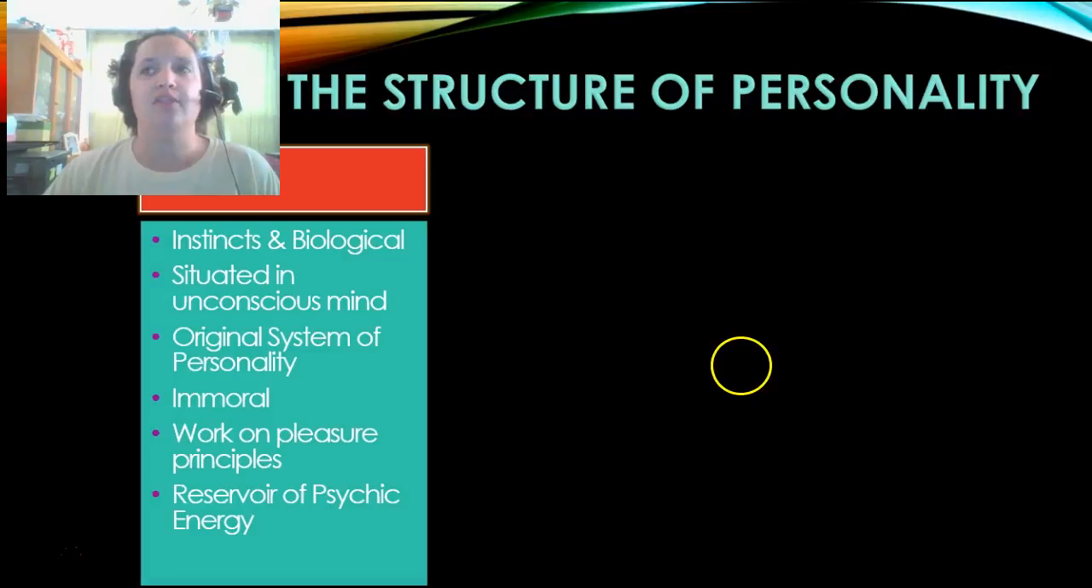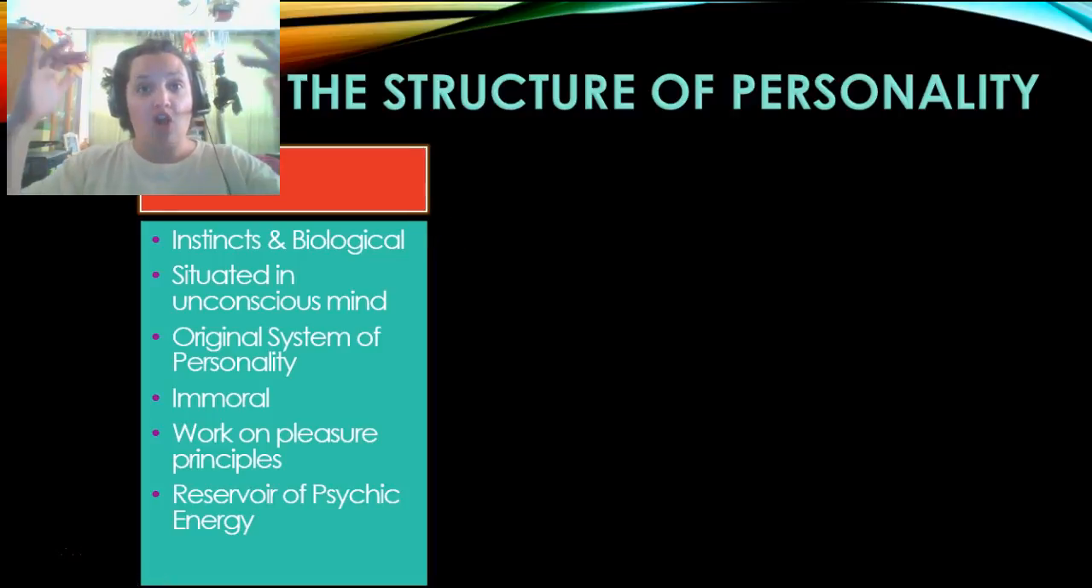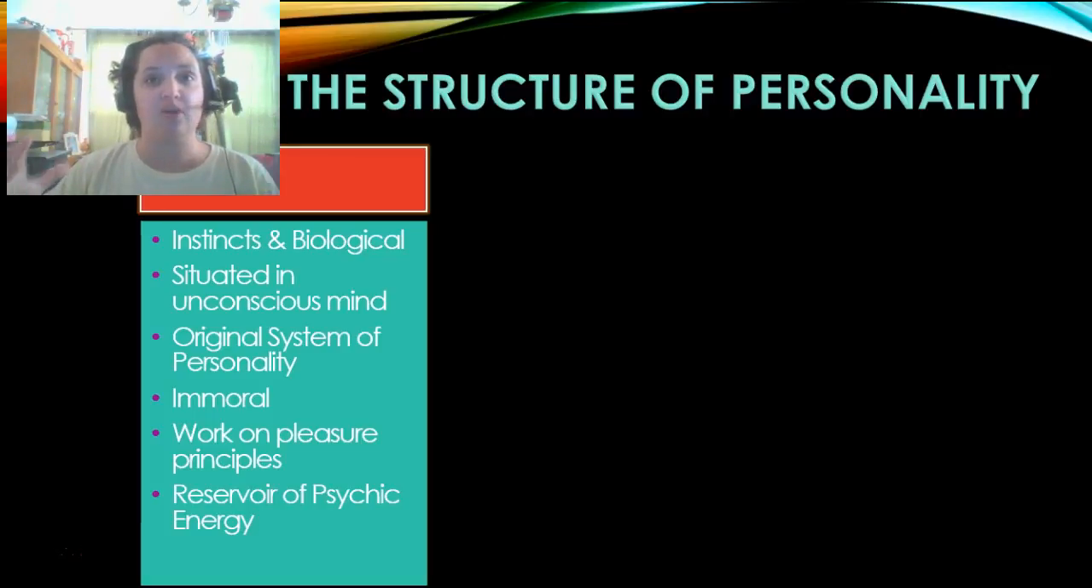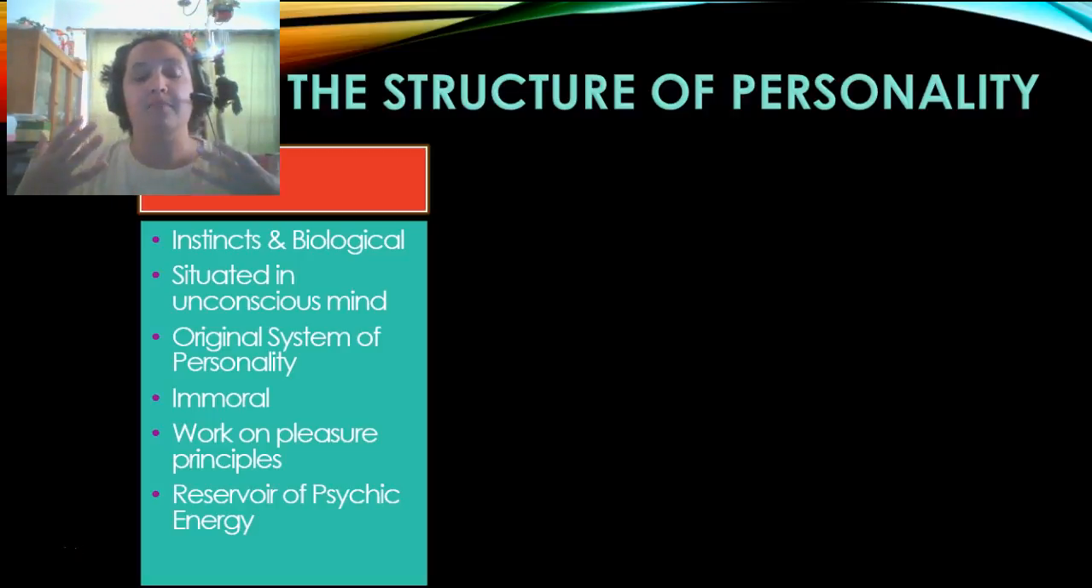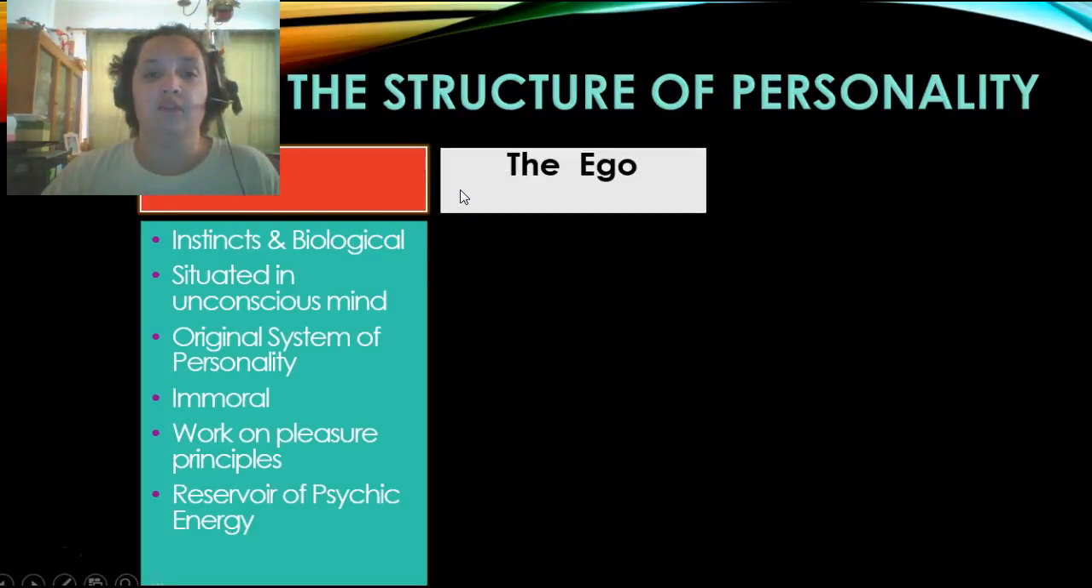So starting first with the id, I don't know why the word id did not come up here, but these are the instincts and the biological parts. This is the part that's all underneath in that unconscious. If you think of an iceberg, this is what's underwater. It's situated in your unconscious mind. It's the original system of your personality, so it's kind of what you present to people. And according to Freud, your id is very immoral. It's only concerned with pleasure. And pleasure can be sexual, but can also be gratifying your senses. Eating something, listening to music you like. It's always pushing you to find something that you enjoy. And it's where a lot of your psychic energy kind of resides. The next is the ego.